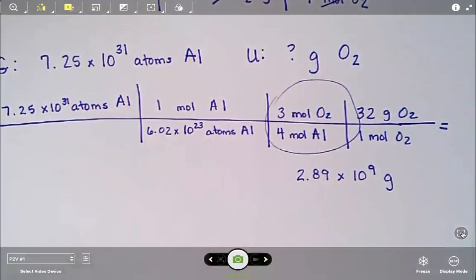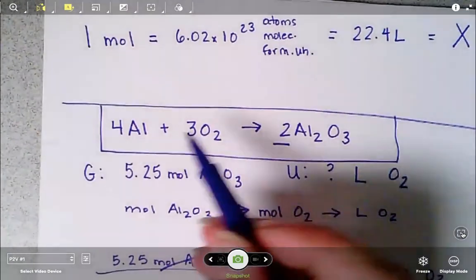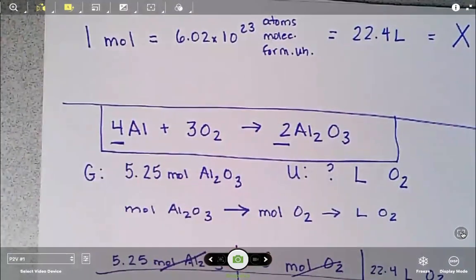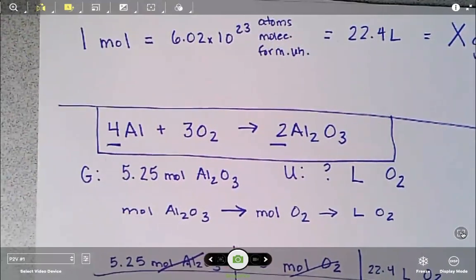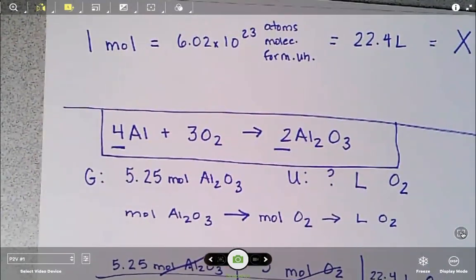Questions? Yeah. Balanced equation. That's the hardest part. Practice will help. All right, let's try another one.